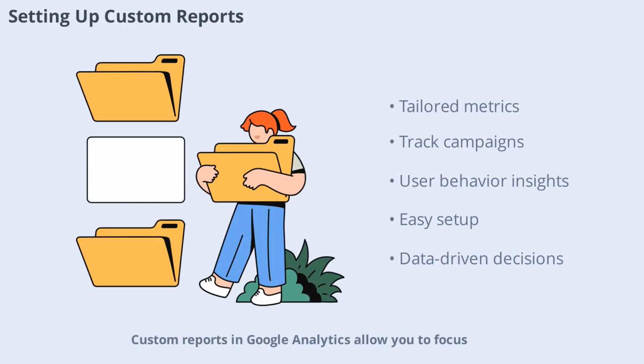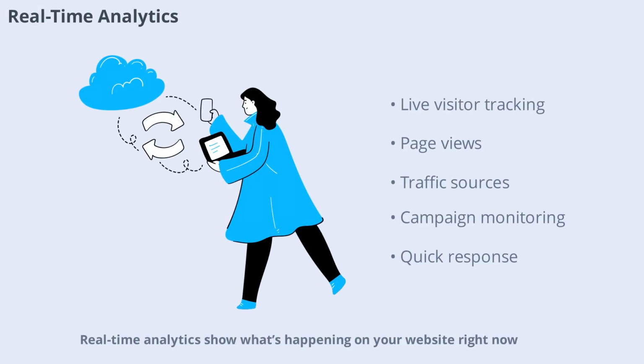Custom reports in Google Analytics allow you to focus on the metrics that matter most to your business. You can create tailored reports to track specific goals, campaigns, or user behaviors. This flexibility helps small businesses gain deeper insights and make data-driven decisions. Setting up custom reports is straightforward and can be done directly from the dashboard. Real-time analytics show what's happening on your website right now.